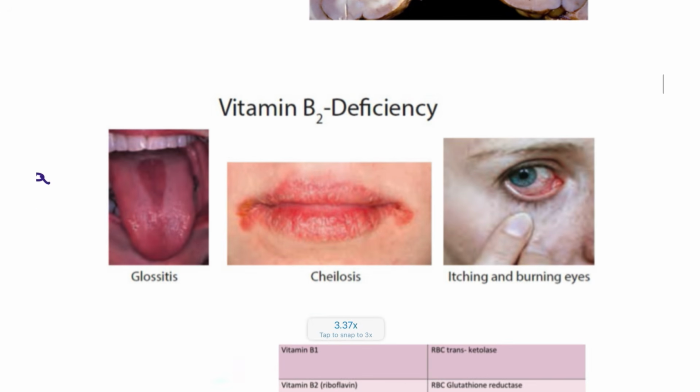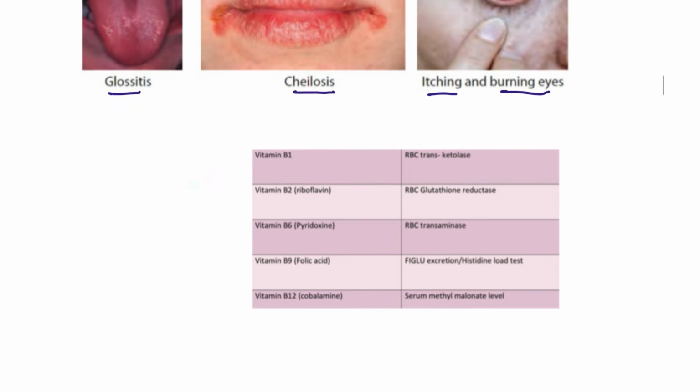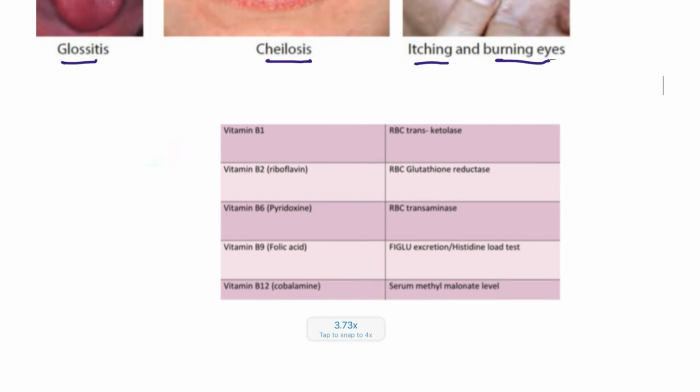Next, B2 deficiency, riboflavin. Usually this is going to cause glossitis, cheilosis, itching, and burning of the eyes in these patients. Just cheilosis, glossitis, remember it could be B2 deficiency.